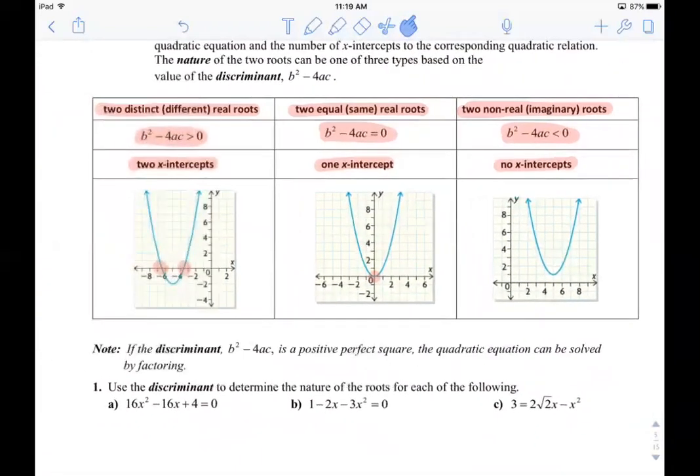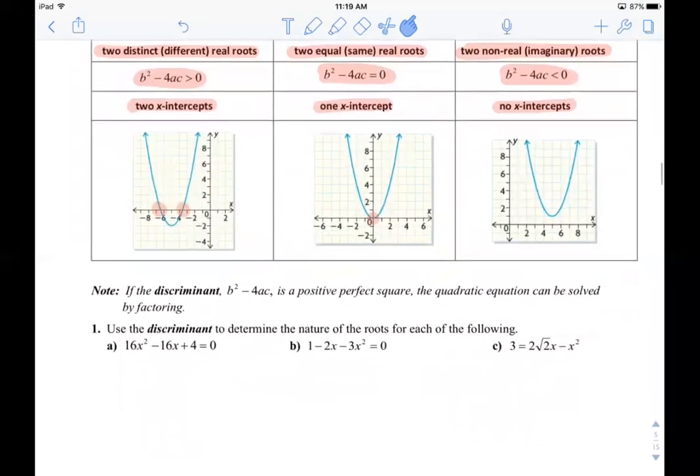So those are all important things to keep in mind. And again, what this is telling us is that if we simply want to know how many real numbered roots there are, or potentially how many imaginary roots there are, we don't need to do the entire quadratic formula. We just need to work with the discriminant.